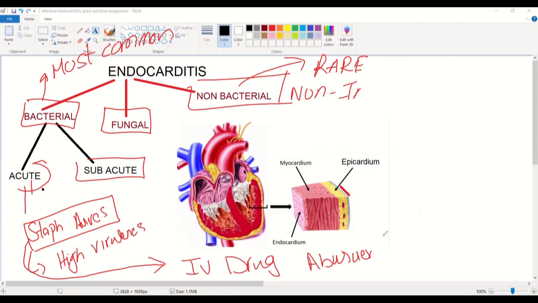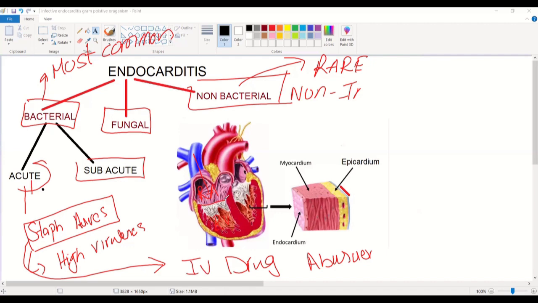Why is it the tricuspid? Because you inject something in the vein, and then the blood goes from the vena cava into the right atrium and then the right ventricle. So the first valve encountered by the blood is the tricuspid valve. That's why the tricuspid valve is most commonly affected in IV drug abusers. And the most common organism is Staph aureus.